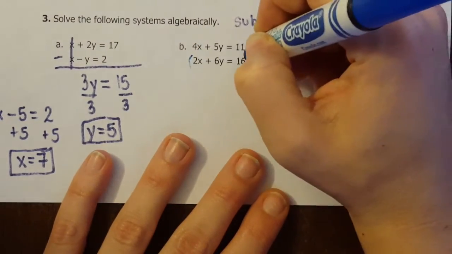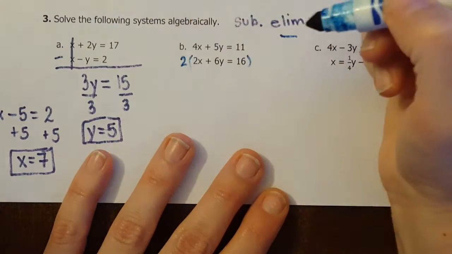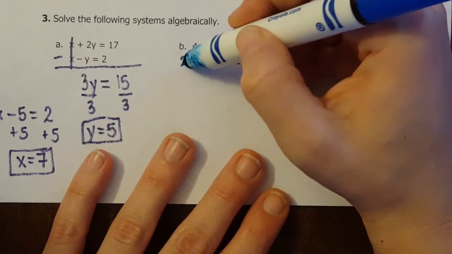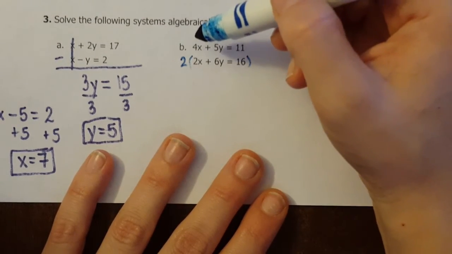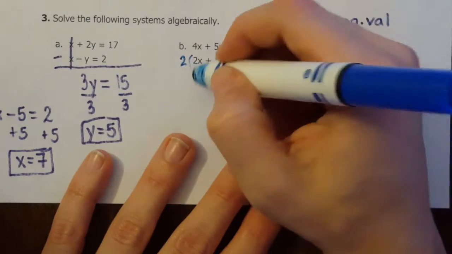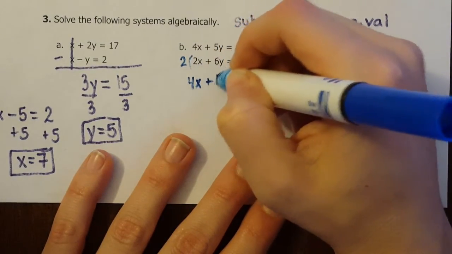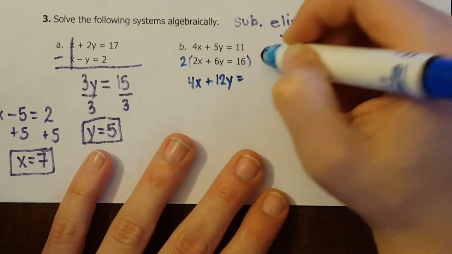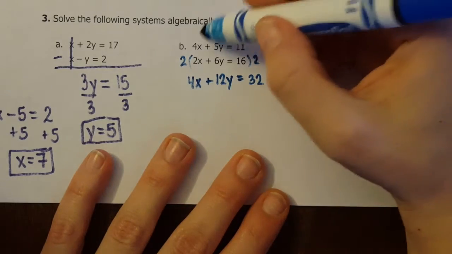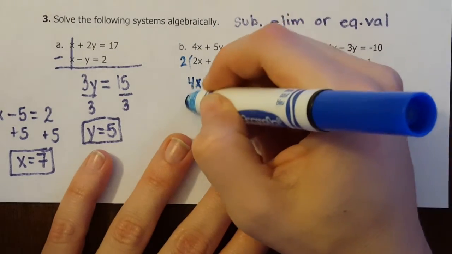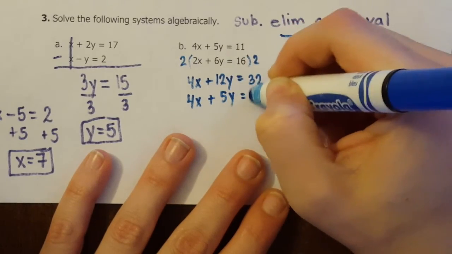So what I'm going to do is multiply the bottom by 2 so that I can get a 4x on the bottom and a 4x on the top, and then if I subtract them, they will cancel out. So if I multiply by 2, 4x plus 12y, and I have to multiply by 2 on the other side, so I get 32. I'm going to go ahead and write the top equation down again underneath. 4x plus 5y equals 11.